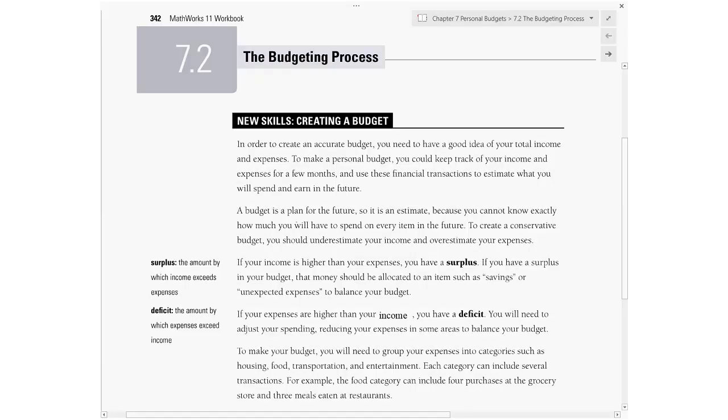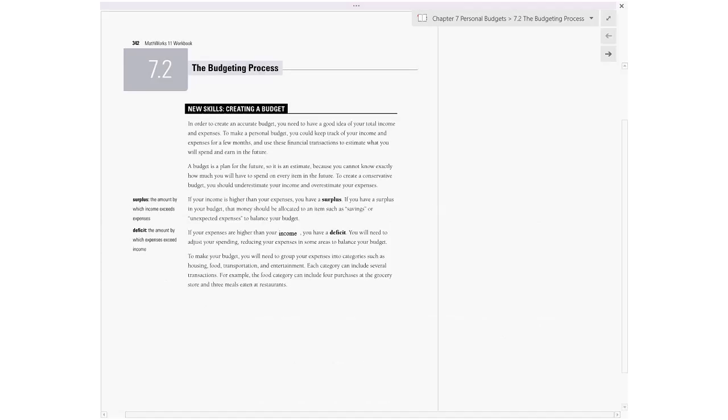Now in 7.2, we're going to look at the budgeting process. We're actually going to create a budget here. So in order to create an accurate budget, you have to actually keep track of what you're making and what you're spending.